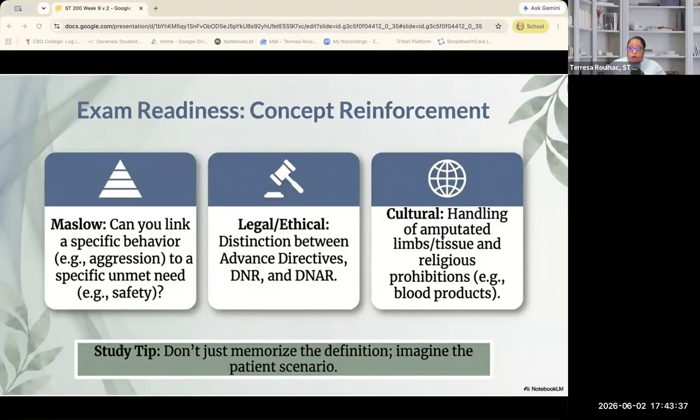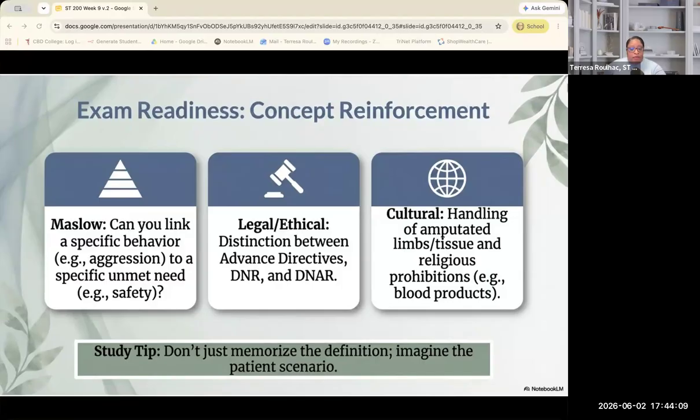There are also concepts on cultural issues, handling amputated limbs. There is a certain way that we do that. Religious prohibitions, blood products. Definitely questions and concepts on that. These questions often are going to test whether you understand both policy and respect. Safety does not cancel cultural awareness. It integrates with it.